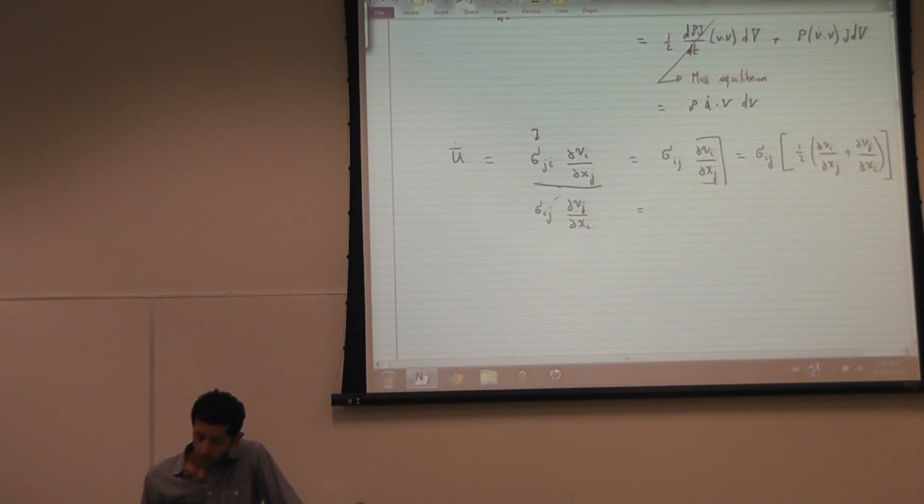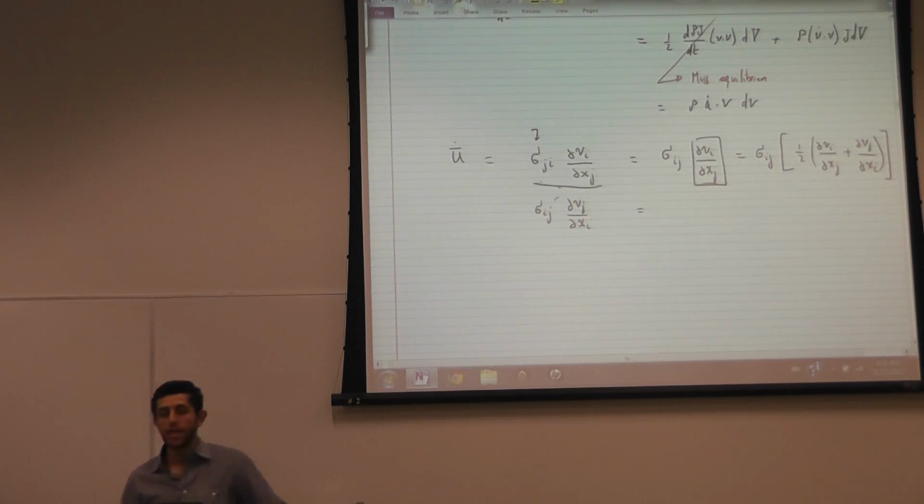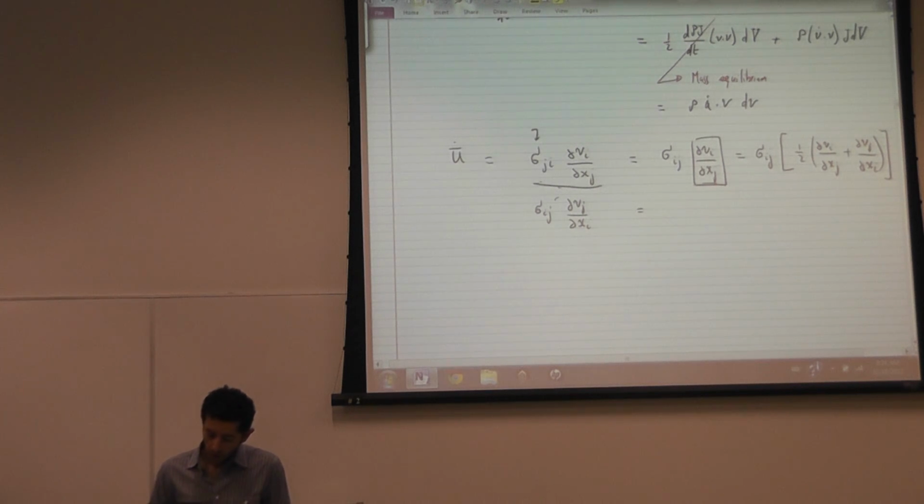Now, do you remember what this thing is? You had a midterm last week. So this was the velocity gradient. And sigma ij, partial Vi by partial xj, you can look at it as the trace of sigma L, or trace of sigma.